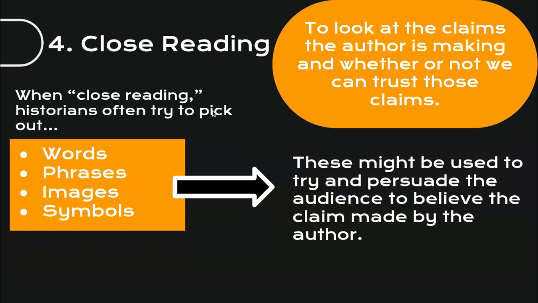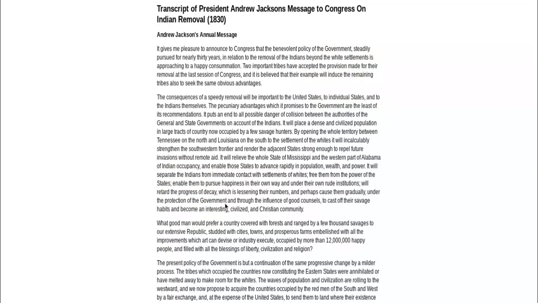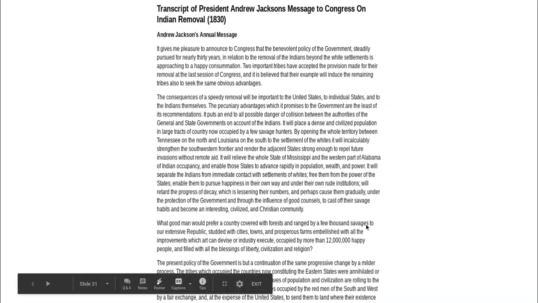So when close reading, historians often try to pick out words, phrases, images, and symbols that might be used to try and persuade the audience to believe the claim the author is making. You're looking for those persuasive phrases. You're looking at the bias within a document. And so we look back at Andrew Jackson's message. And in his message, this is how he describes Native Americans.